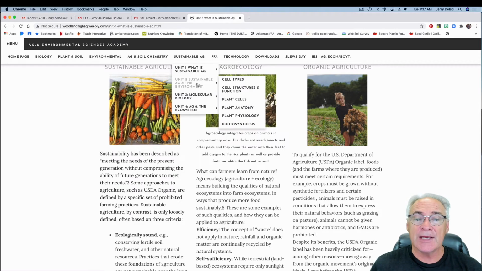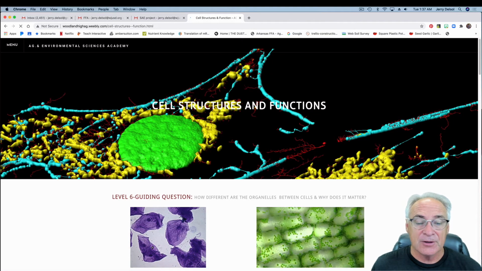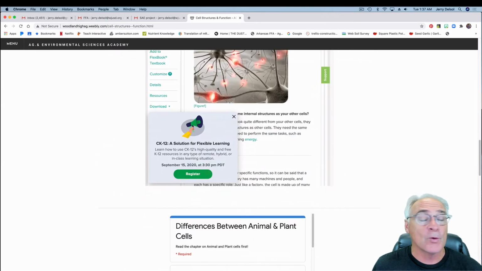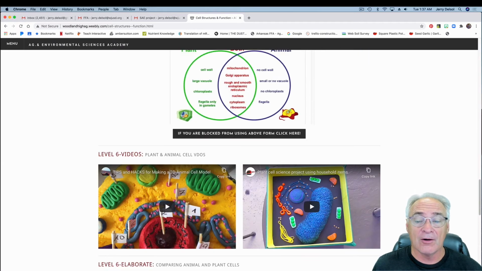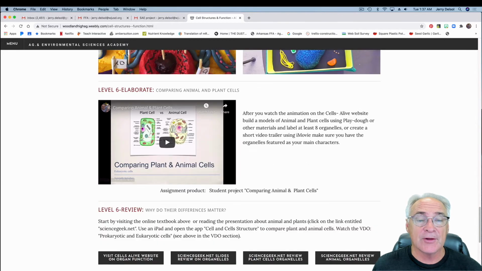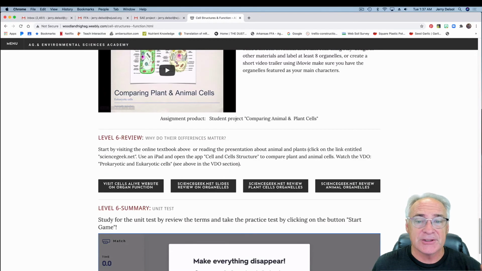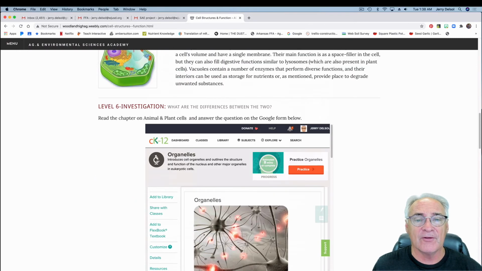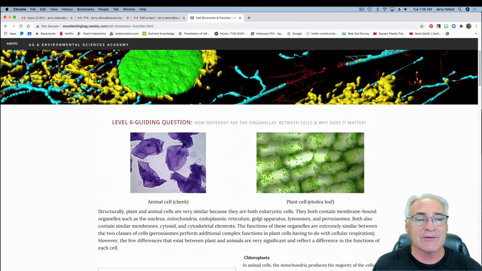The second unit has to do with cells. If you look at some of our lessons, you can see that we try to expose them to the different organelles and how they are used, making sure that they have a real basic understanding of biology, because it's really key in agriculture that the folks working in it have a strong sense of what it is that we're doing and how we use biology.